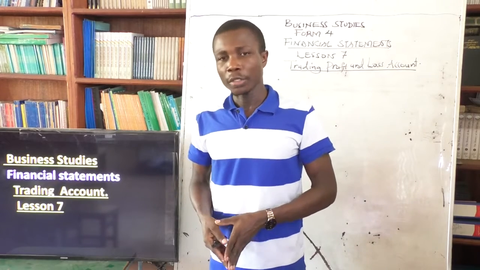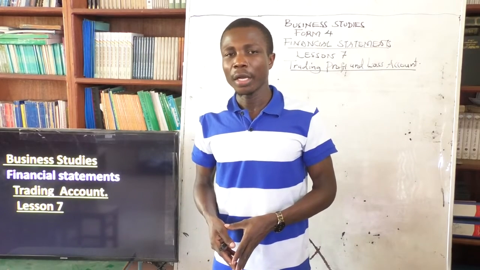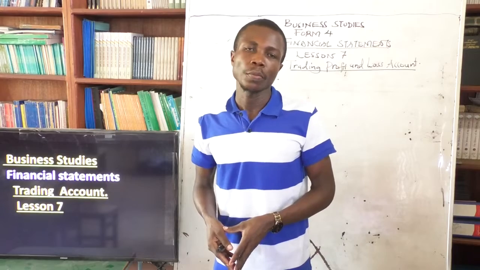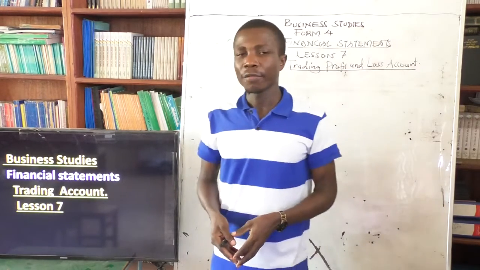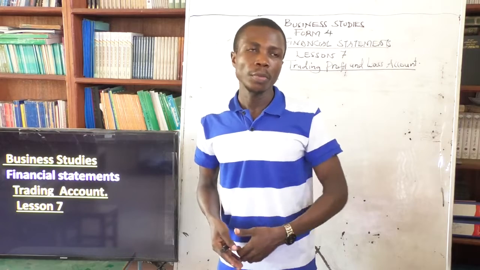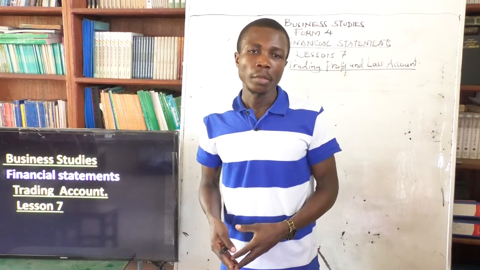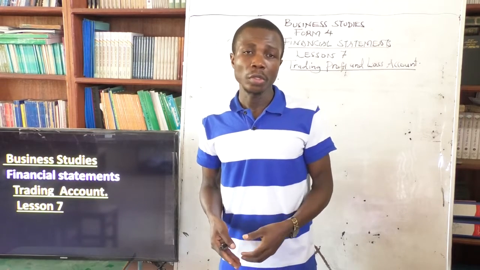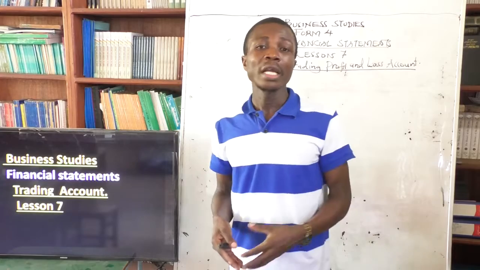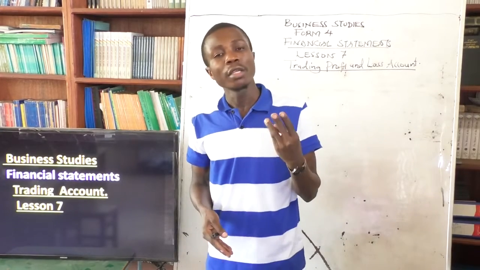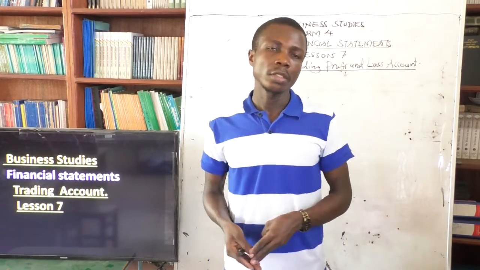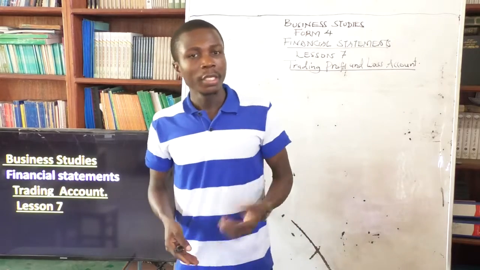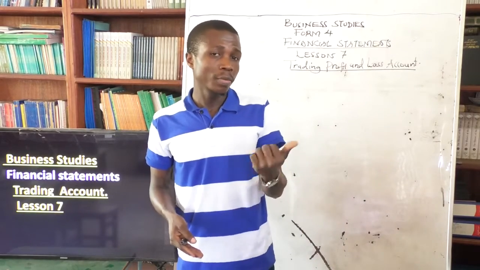So today I want us to check a topic in Form 4, that is topic 2, entitled financial statements. In this topic we are going to determine how the loss or profit in a business can be calculated using three different accounts. The first account is the trading account, the second is known as the profit and loss account, and the third account, which will be a repetition.